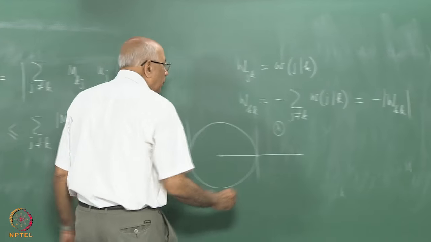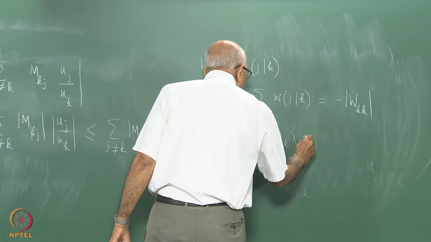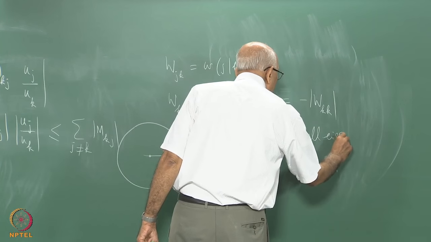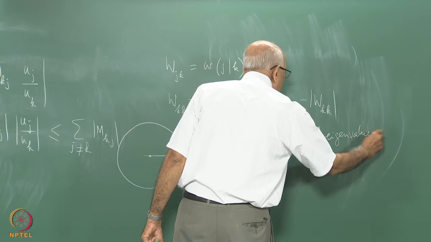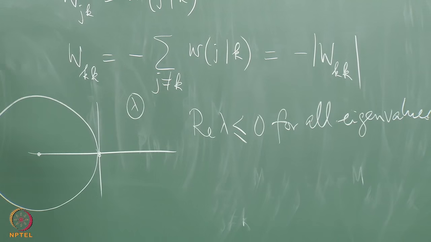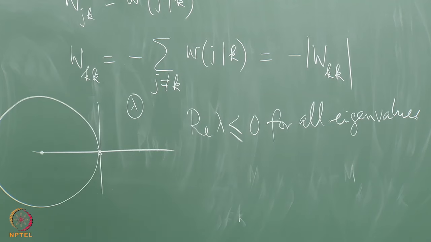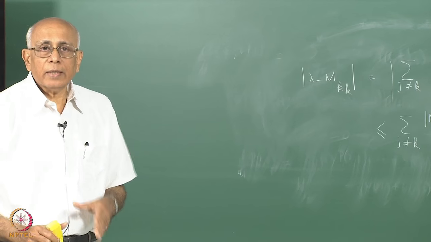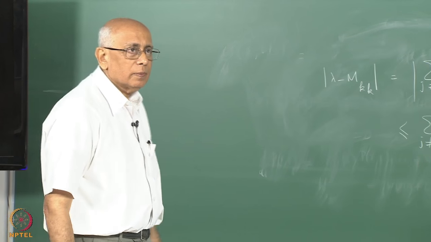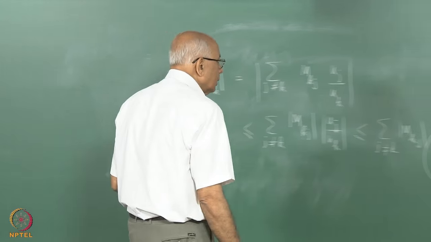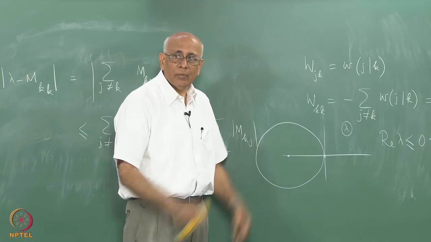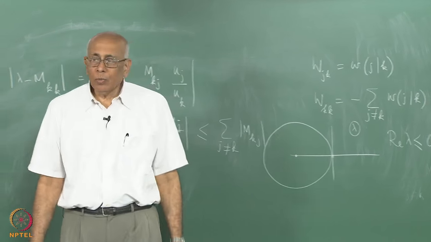Okay. Therefore, the real part of lambda is less than or equal to 0 for all eigenvalues. So the eigenvalues are such that e to the minus lambda t must decay to 0, except for the 0 eigenvalue, where it remains at 0, there is no t dependence at all. Okay. Therefore, W is a relaxation matrix, things relax to the equilibrium state. Okay. And what is that given by?